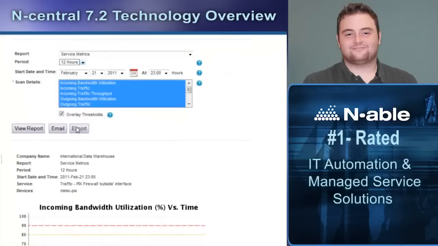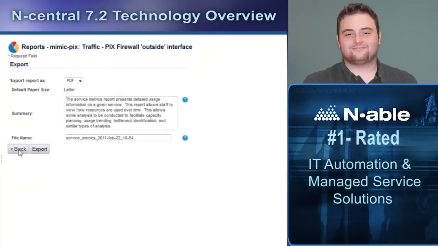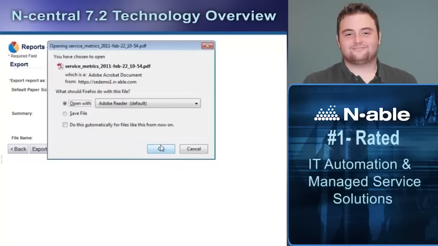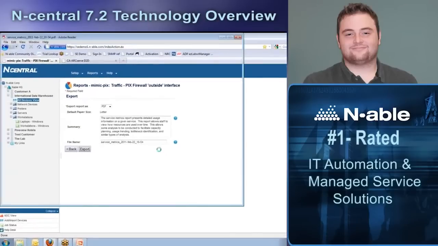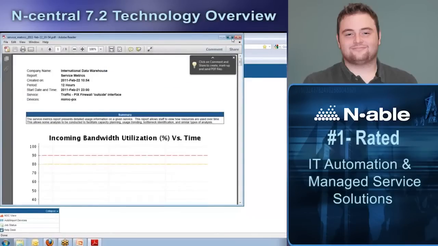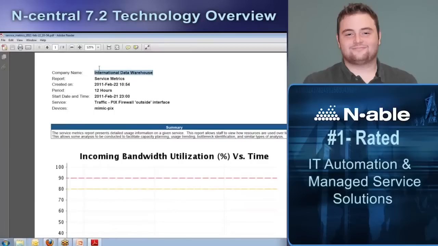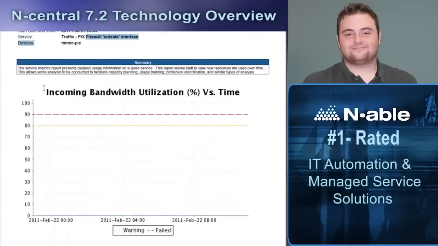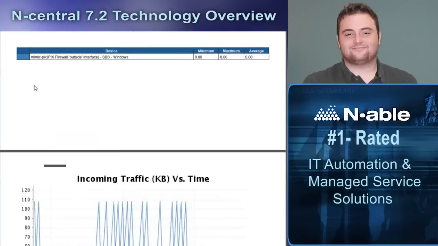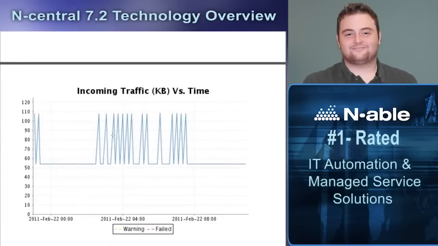And I'm going to take this report, export it into a PDF, and I'll go ahead and open it in Reader. So here I have my traffic utilization, last 12 hours, International Data Warehouse for my PIX, and here's my report. So you can see, for example, that I had a bunch of spiking over the last 12 hours. This report can be scheduled, it can be emailed, it can be exported as I've done, all through the Incentral console on demand.